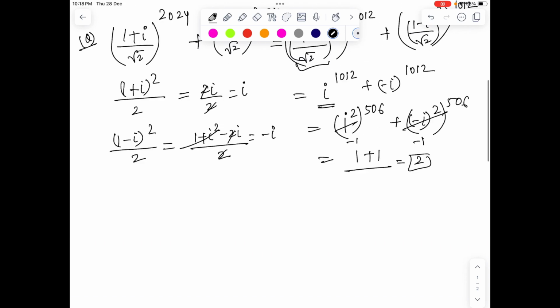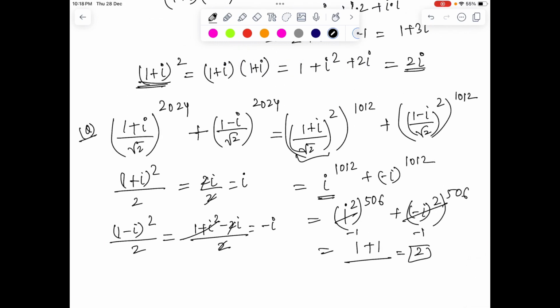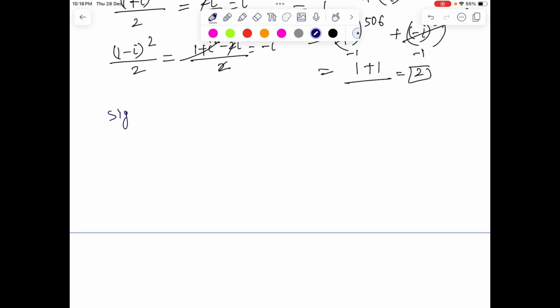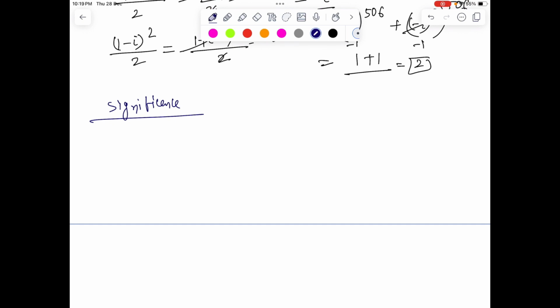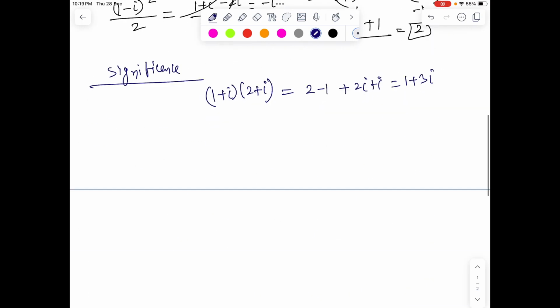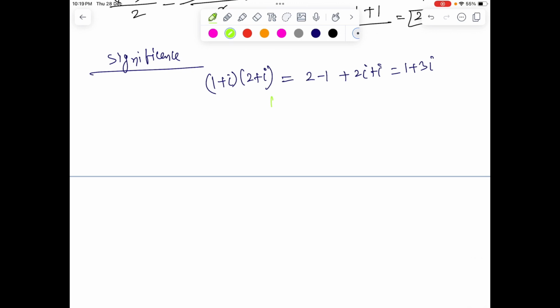So this was just to tell you that algebraically we can extend the same philosophy as we do for real numbers. Now the takeaway from here is: what is the significance of multiplication? So let's revisit our example, 1 plus i into 2 plus i. We have got 2 minus 1 plus 2i plus i, which is 1 plus 3i, as we have shown above. Let's try to plot these on the Argand plane and try to get the essence of it.